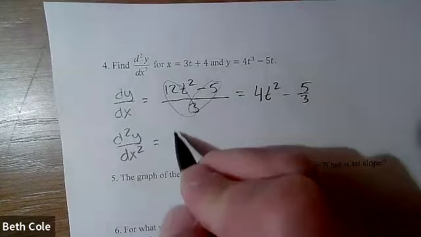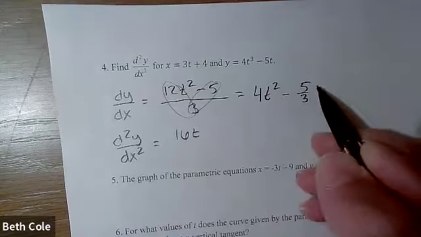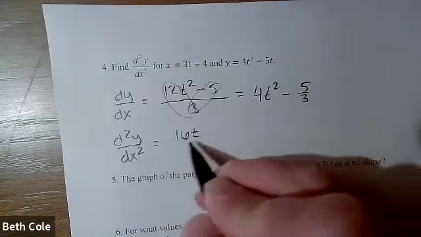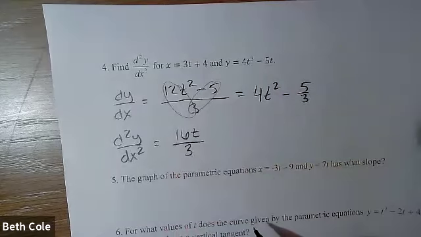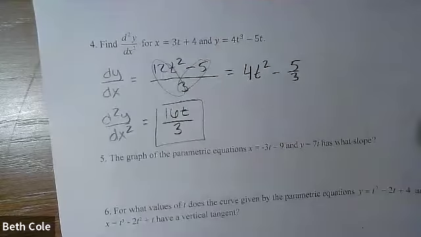So this is going to be 16t, and then like I was saying, this part goes away, so I wasn't so worried about that anyway. And then over dx/dt again, which is just 3. So that's your final answer there.